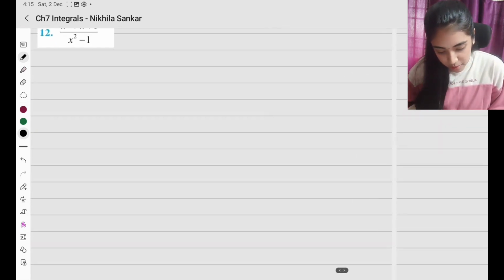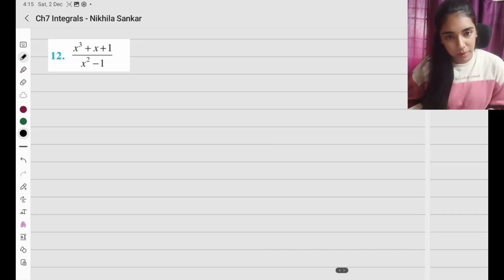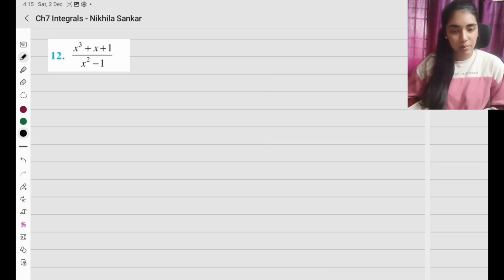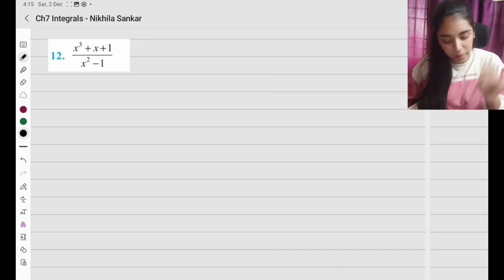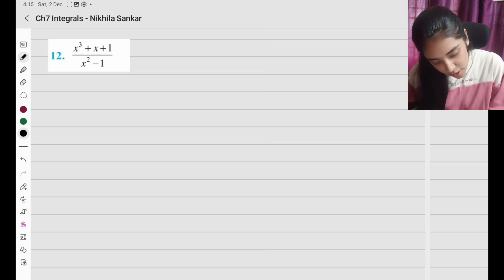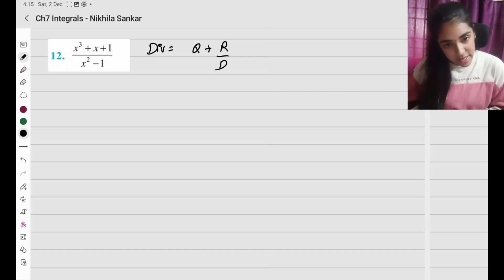Question number 12. So here, first what do we see? The power of x in the numerator is greater than the power of x in the denominator. First we divide. Okay. We have to write it in terms of dividend equals quotient plus remainder by divisor. In the formula we took. Do you remember? So basically now I am going to divide.